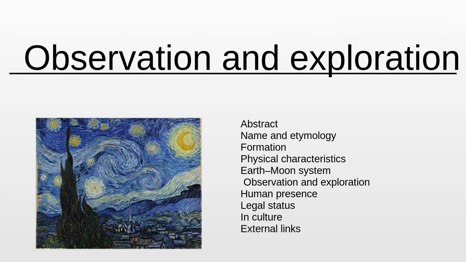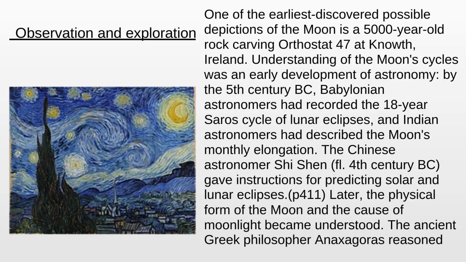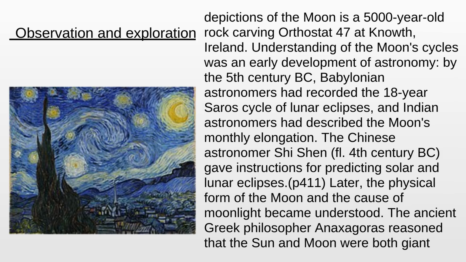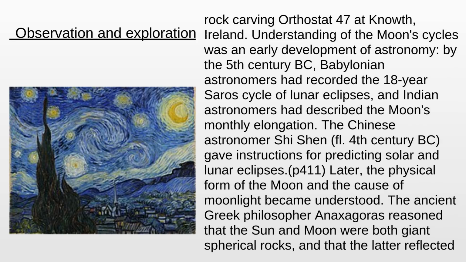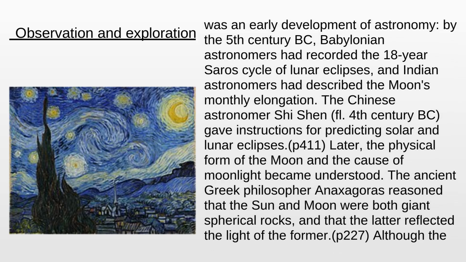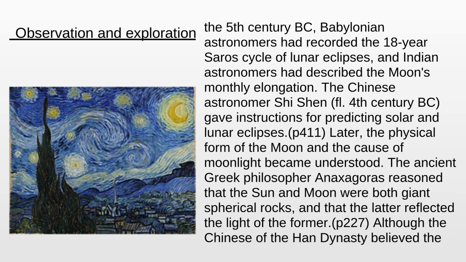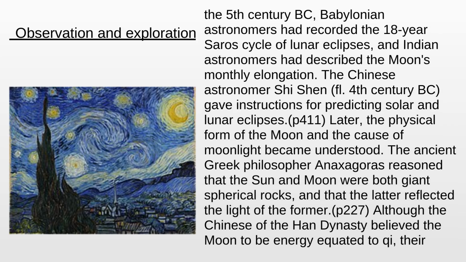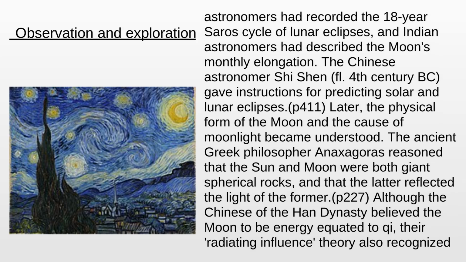Observation and exploration. One of the earliest discovered possible depictions of the Moon is a 5,000-year-old rock carving, orthostat 47 at Knowth, Ireland. Understanding of the Moon's cycles was an early development of astronomy. By the 5th century BC, Babylonian astronomers had recorded the 18-year Saros cycle of lunar eclipses, and Indian astronomers had described the Moon's monthly elongation.